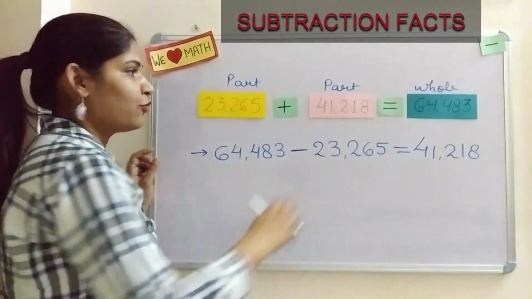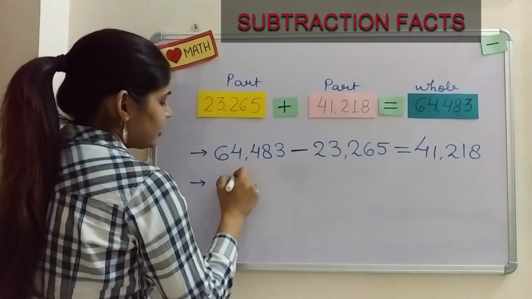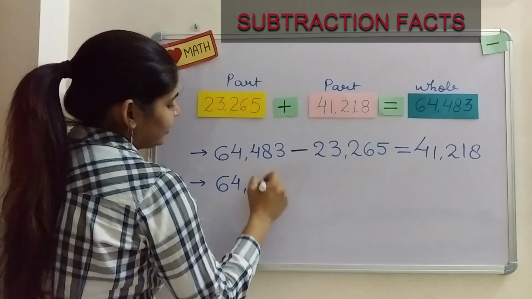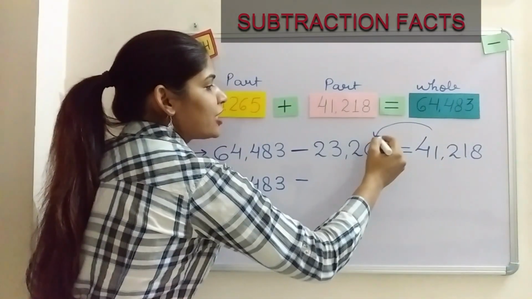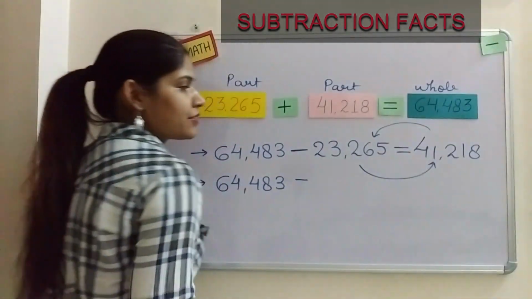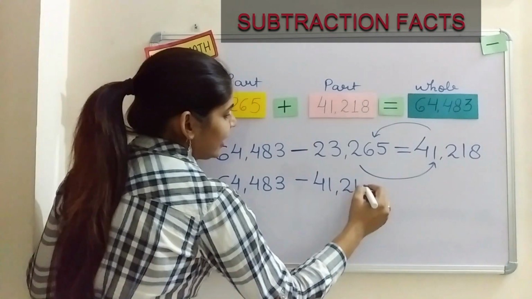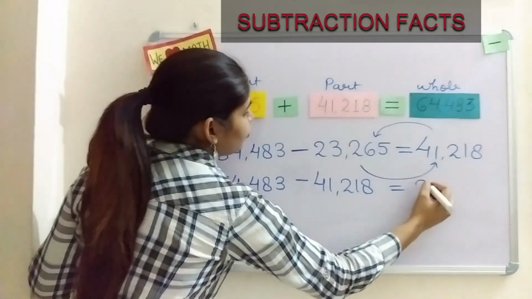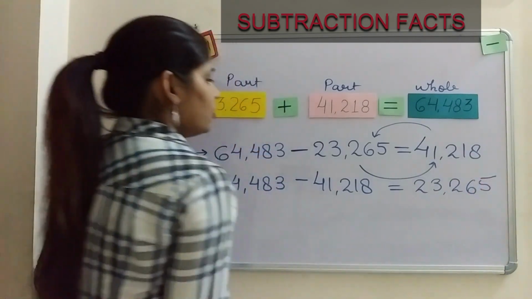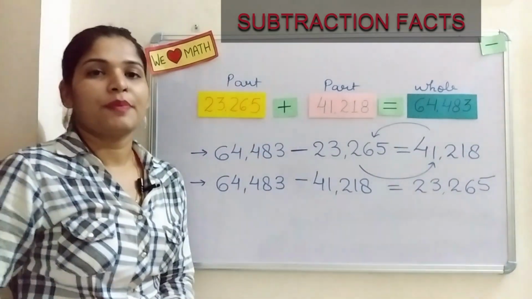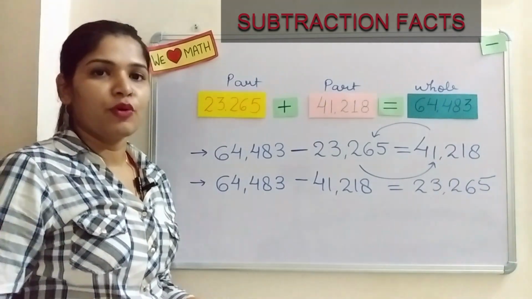Next subtraction fact will be similar. Again we will copy the same whole, 64,483, and then we are going to interchange the places of these two numbers. So it will be 64,483 minus 41,218 equals 23,265. So these are the two subtraction facts out of this addition fact. Let us take some more examples.